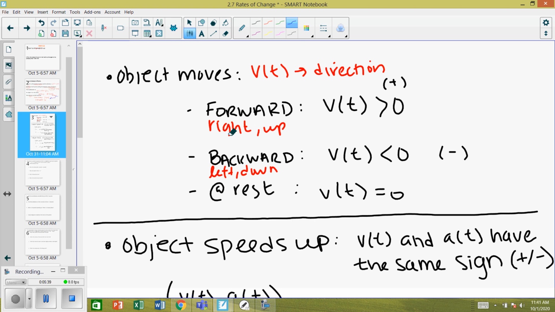Whatever the context is of the problem, if v of t is greater than 0, if it's positive, then this is the positive direction associated with it: forward, right, or up. If velocity is negative, the direction could be that we're going backwards, left, or down. And when velocity is equal to 0, that simply means we're at rest. We're momentarily not moving.